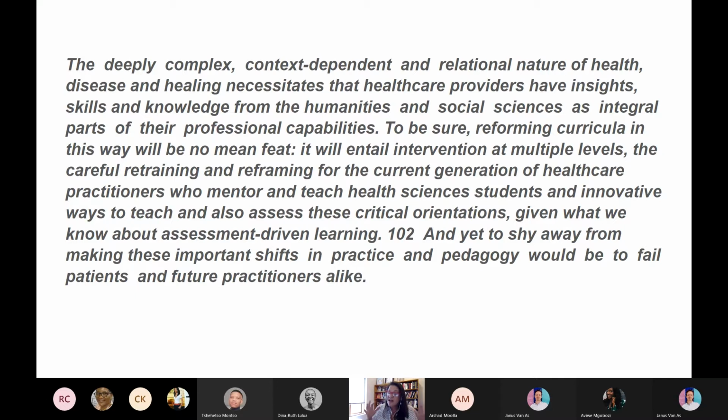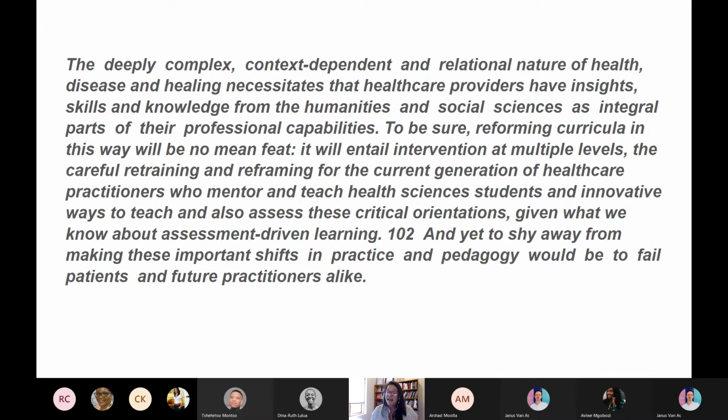They point out that coming as they do from different universities, they know that reforming curricula will be extremely challenging. It will entail intervention at multiple levels, and it will also require careful retraining and reframing of the current generation of healthcare practitioners who currently mentor and teach health science students. And it will require courage, innovative blended learning, and new ways of assessing critical orientations, given what we know about assessment-driven learning.